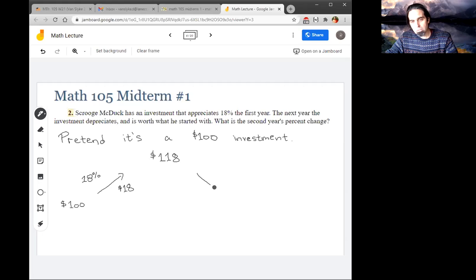And then it goes down and he's back to 100. So this is not 18 out of 100 anymore. It's 18 out of 118. So percent change. Change divided by original.